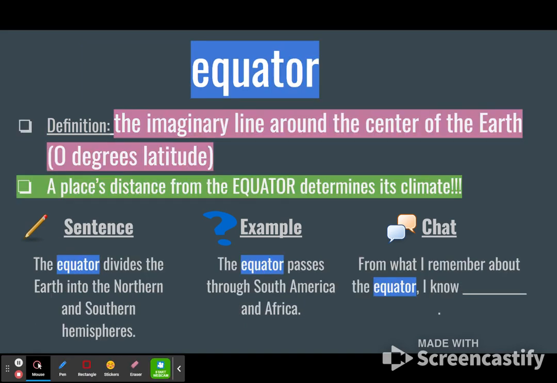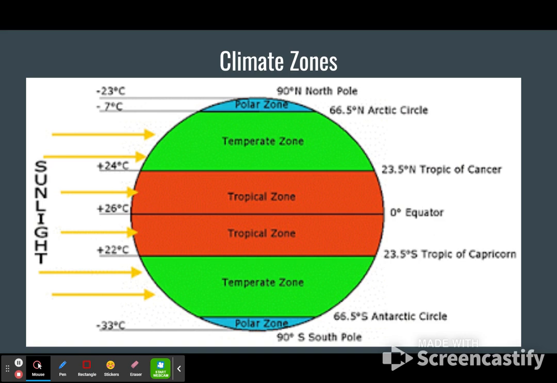Like I said, the equator is an imaginary line around the center of the Earth at 0 degrees latitude. A place's distance from the equator determines its climate. So seasons are based on whether you're in the northern or southern hemisphere and where the Earth is around the sun. Climate is based on how far away where you live is from the equator and from that warmth from the equator. So here's another great picture. Here's our equator, our 0 degrees latitude, right here. And as you move away, it gets cooler. No matter what direction you go in, it gets cooler as you move away from the equator.